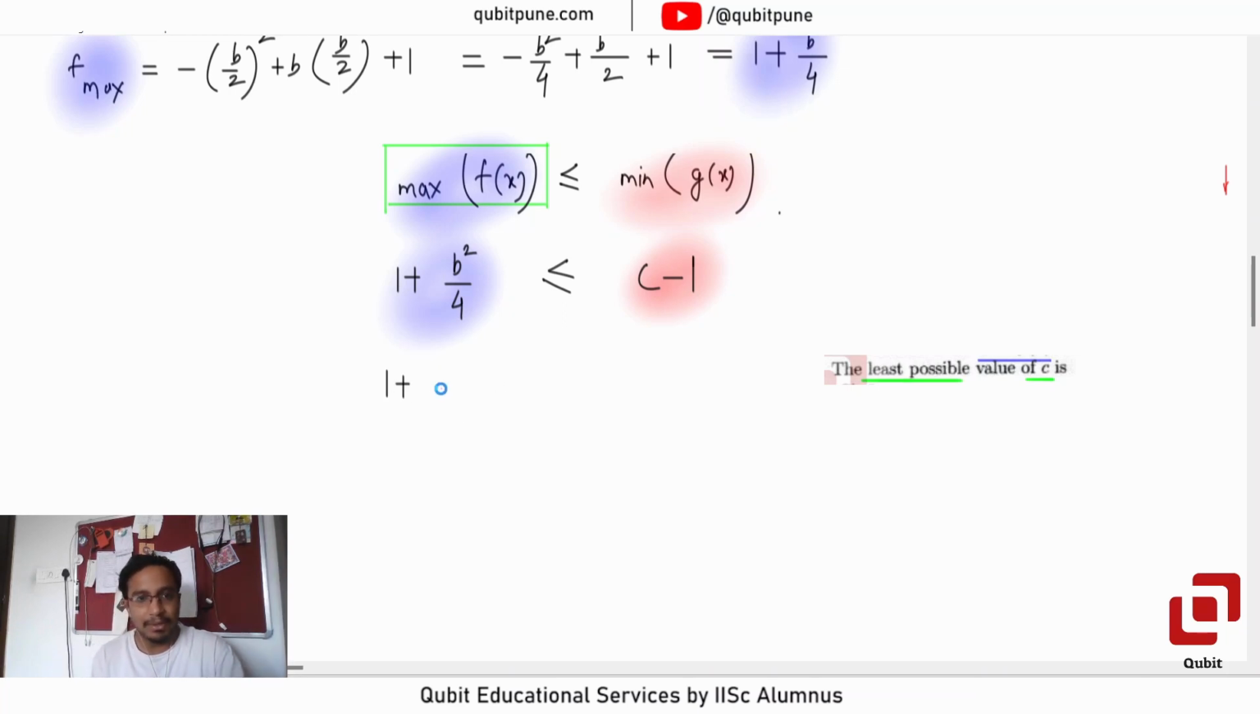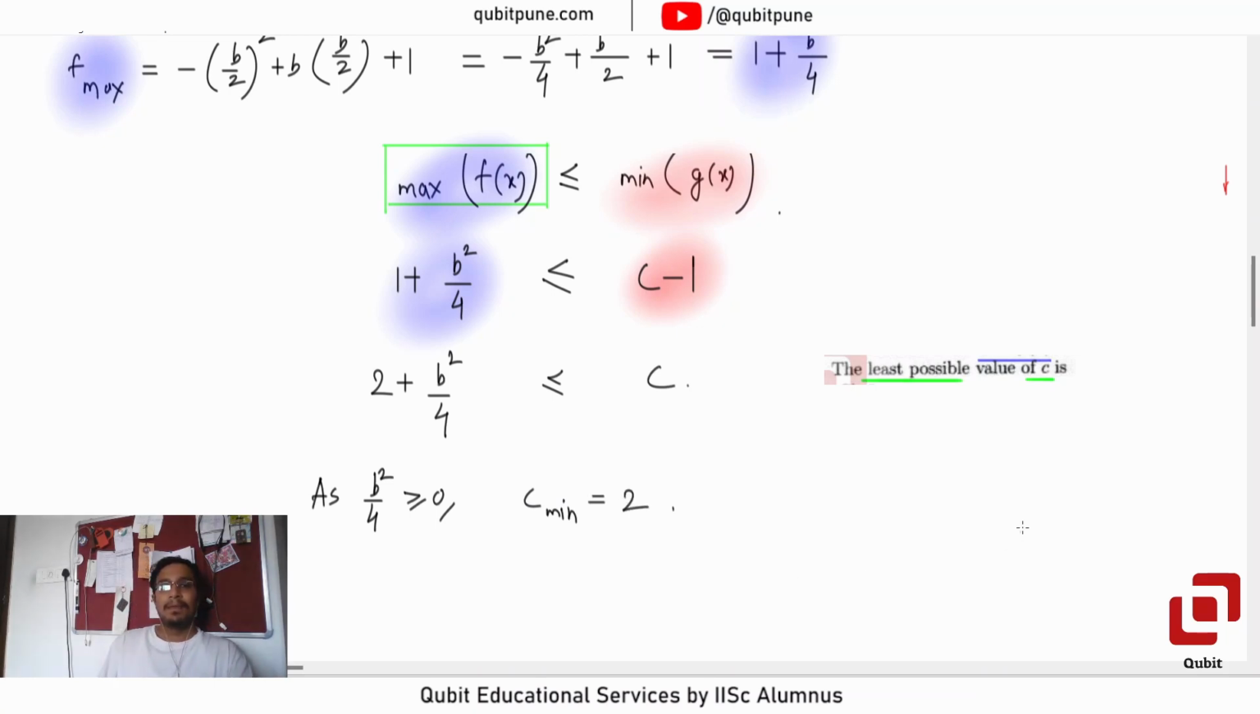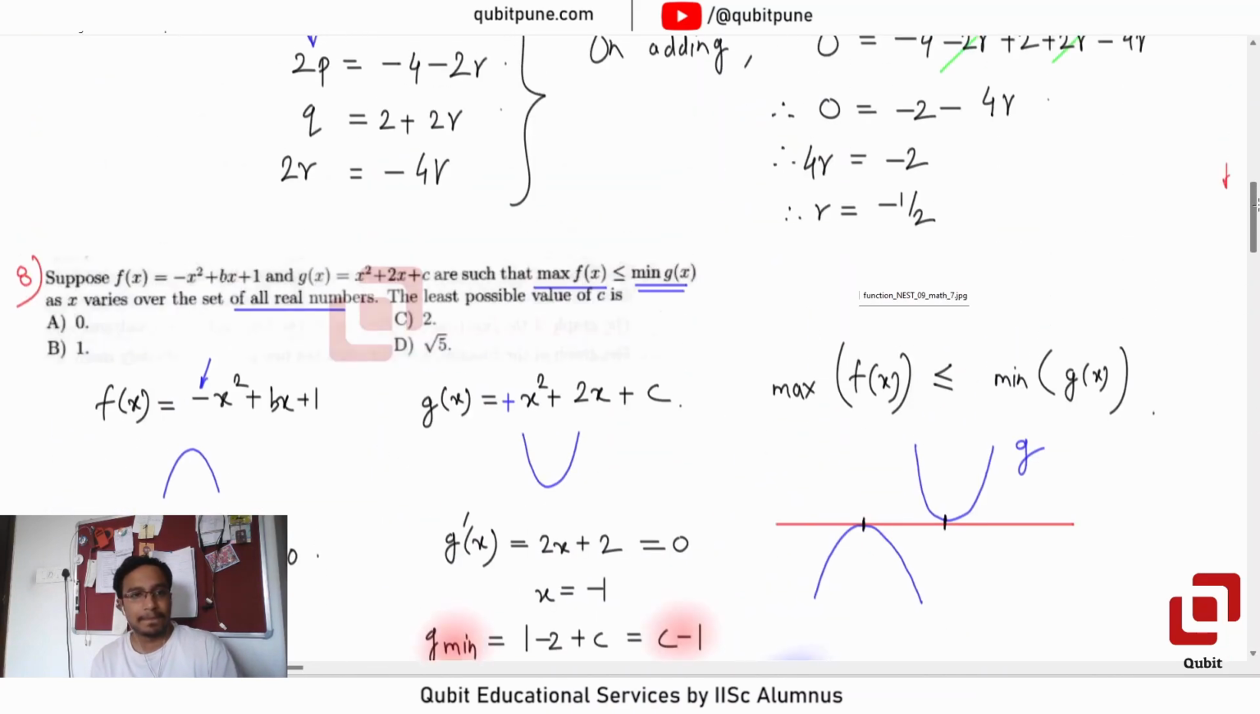Look here. 1 plus, okay, let us rearrange the terms. Let us shift this minus 1 here. So that will make it 2 plus b squared by 4 less than or equal to c. So what is the least possible value for this inequality, as b squared by 4 is greater than or equal to 0? C min should be 2. Okay, c min should be 2. Option C.